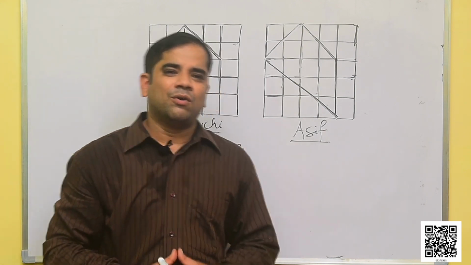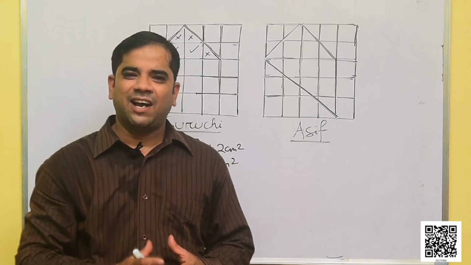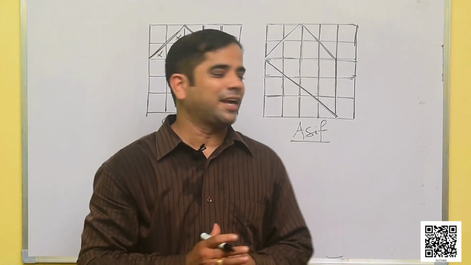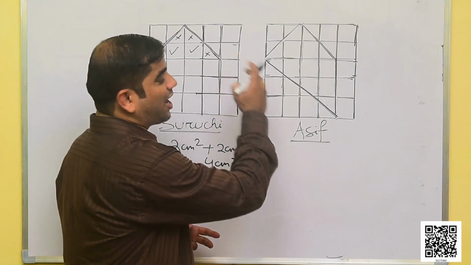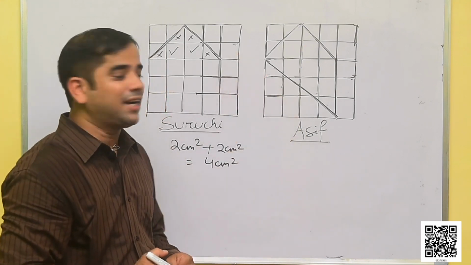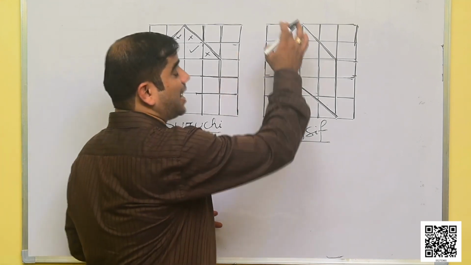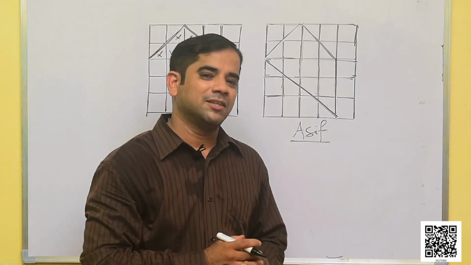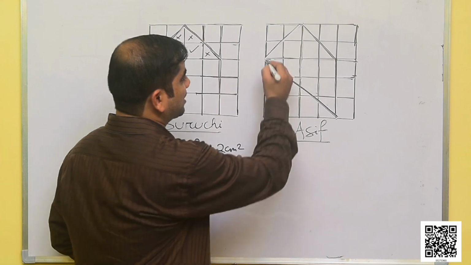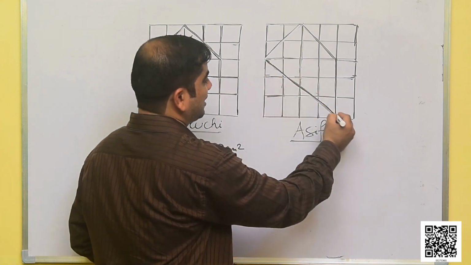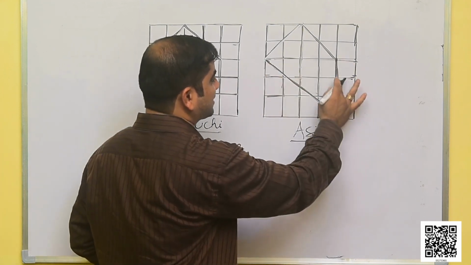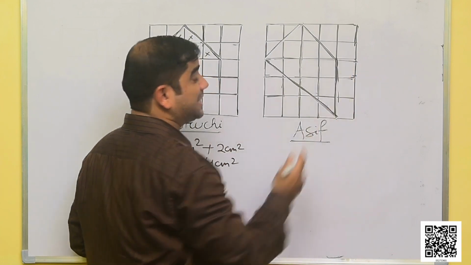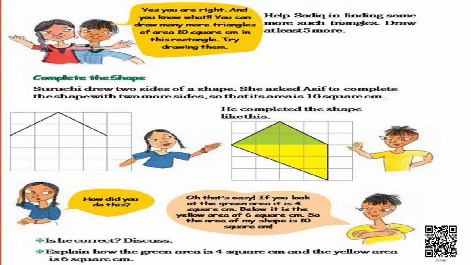Now what she does? She asks, okay, now draw another 2 lines so that the area covered by the diagram comes to 10 centimeter square. So he comes and draws 2 lines like this, as it is given in your book. See what's happening here.